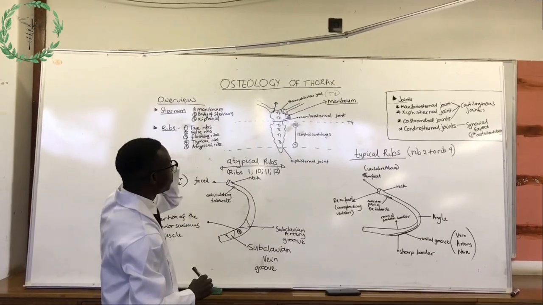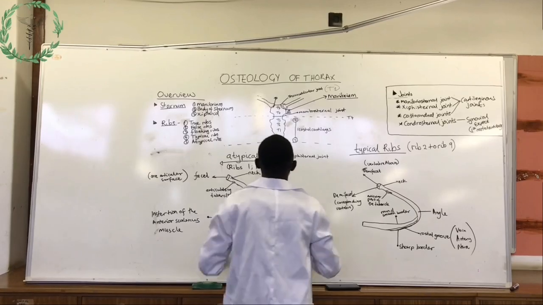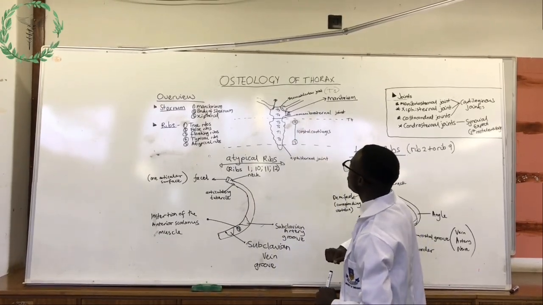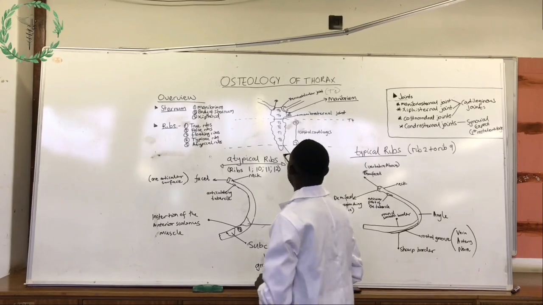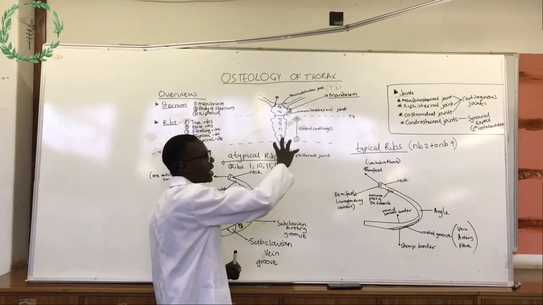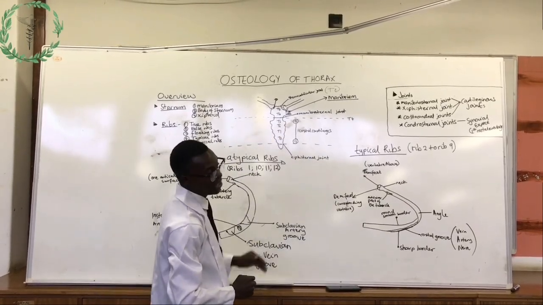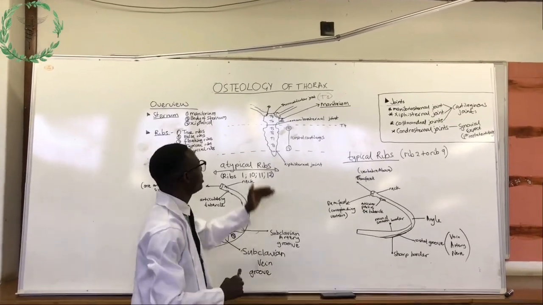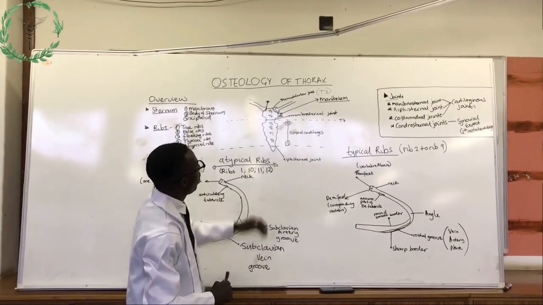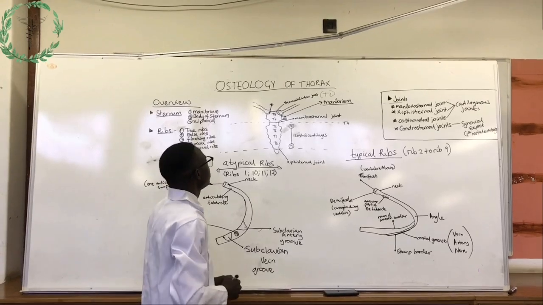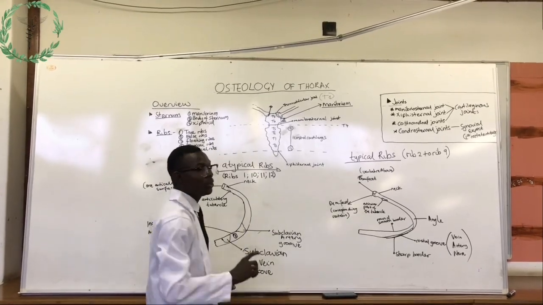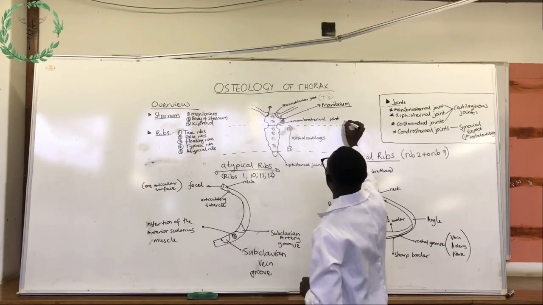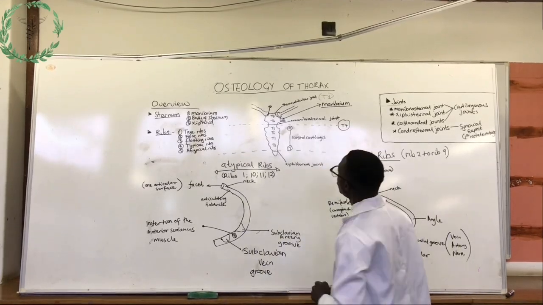The body of the sternum articulates laterally with the costal cartilages of ribs number 2 to number 7, and posteriorly with thoracic vertebrae T5, T6, up to T8. The sternal angle here, we also need to take note of. It is anterior to the lower border of T4.